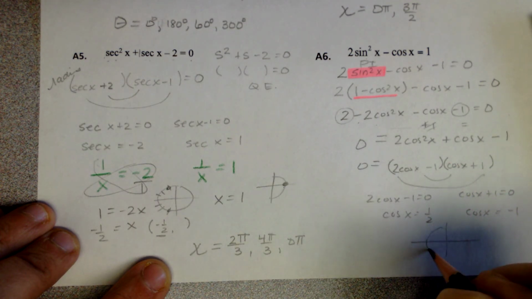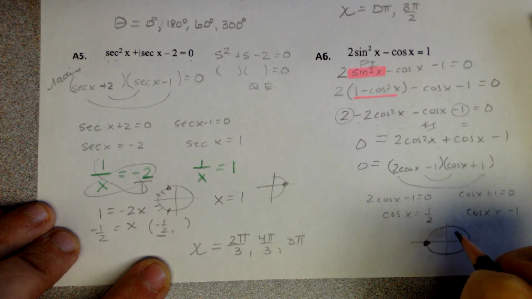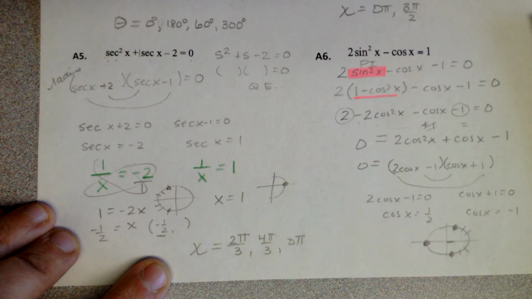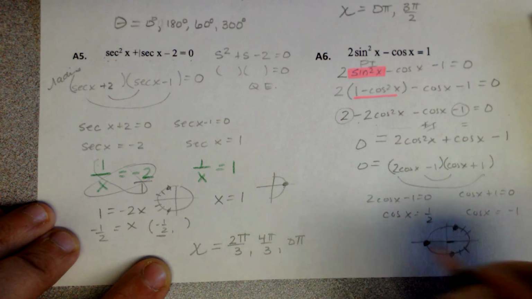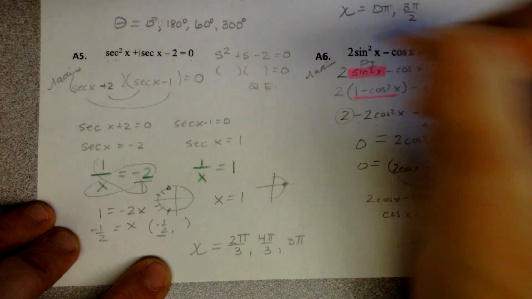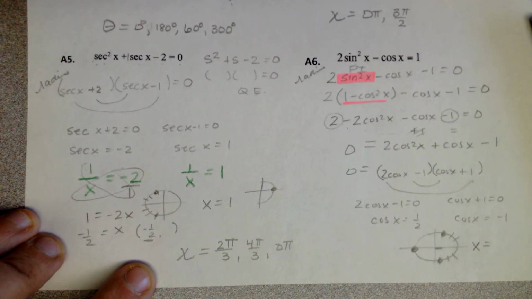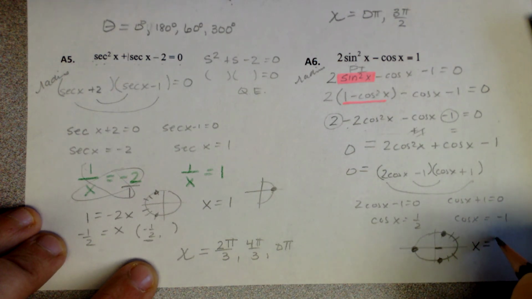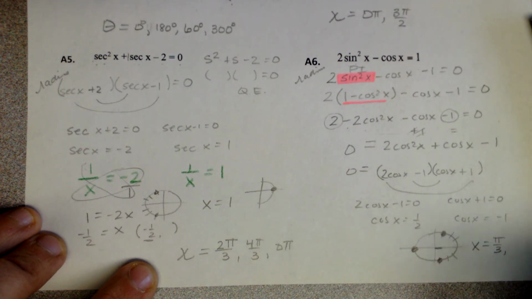Where is that going to happen? Negative 1 would be here. These two are my x for 1/2. So now my answer for x, I'll do this on this side. Again, we're going to talk about radians because you were given x's. My answers are going to be, starting here at the top of my unit circle, pi over 3, moving around to pi, back down to the bottom, 5 pi over 3.